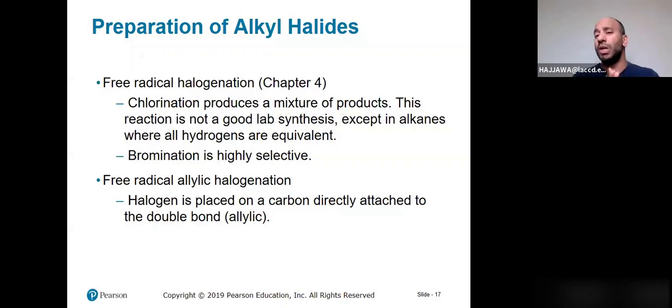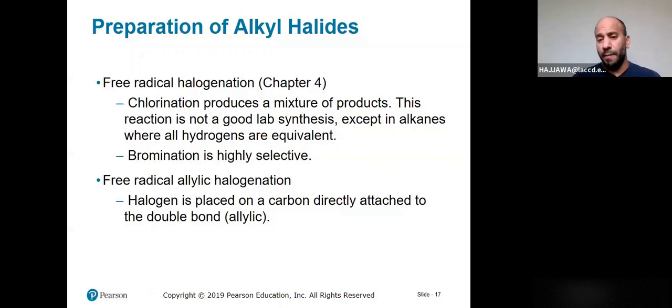So radical halogenation is a reaction we learned in chapter 4, and it's very important that you go back and review it if you've forgotten how it works mechanistically, and where the halide will be sitting in those reactions. Bromination usually is more selective. It's endothermic. Chlorination is less selective. It's an exothermic reaction. There is also the free radical allylic halogenation. What is that supposed to mean?